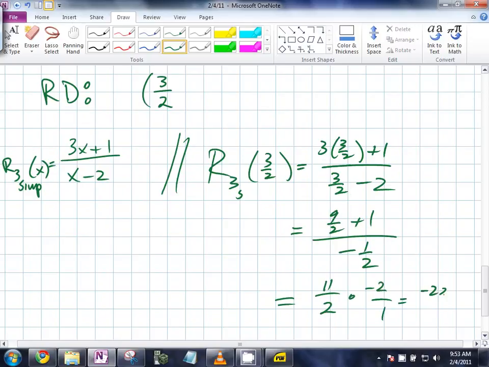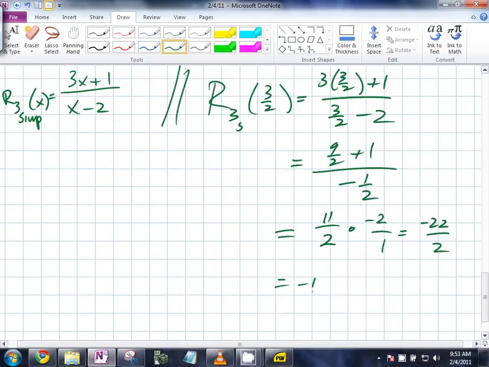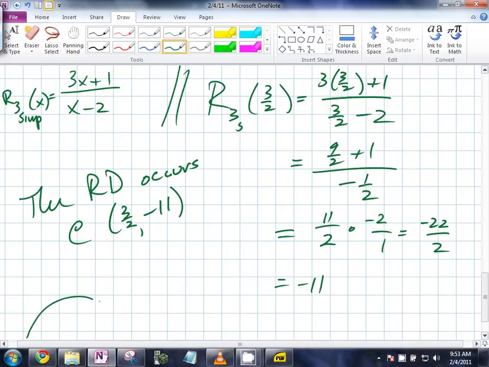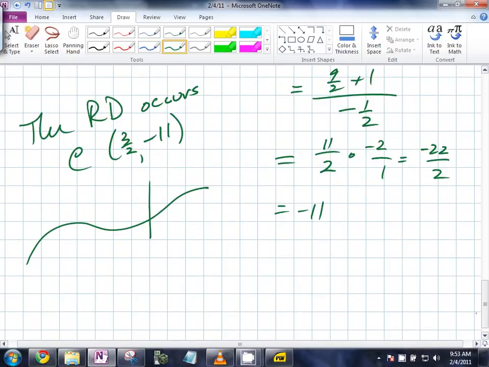So where does the removable discontinuity occur? 3/2, negative 11. 3/2, comma, negative 11. Meaning, this graph is going along nice and dandy, and whenever it hits the x value x equals 3 over 2, there's an open dot right there, and what is the coordinate for that open dot? 3/2, comma, negative 11. Are there any weird spikes around it? No. There's just an open dot right here.